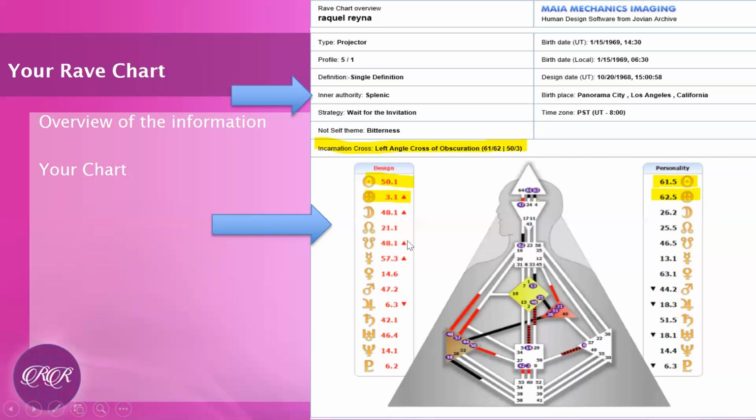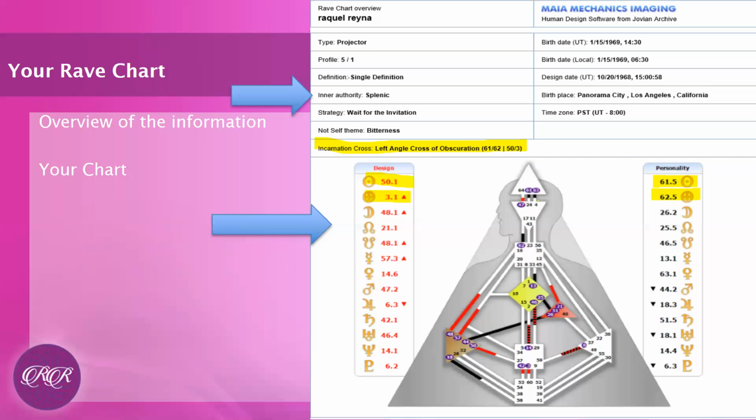And I also ask you to contemplate your Mercury. This one here is your Mercury. This little symbol here is your Mercury, and that's what you're here to communicate. However, as a projector, you are here to be known for your channels, meaning when we ask a projector to wait for the invitation, we're asking you to be recognized before you speak.